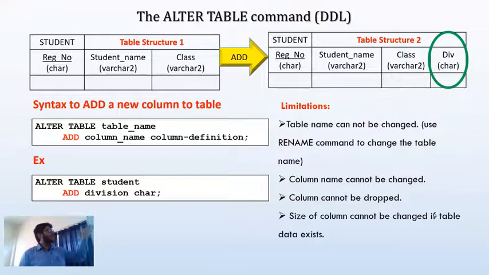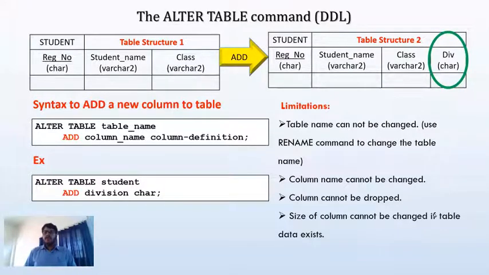Assume that I have already created a table named student. I want to make it students, or else I want to make it UG student, or PG student. It is impossible. I cannot rename the table by using the alter table command. To rename, we have a separate rename command in DDL. By using that command, we can change the table name.